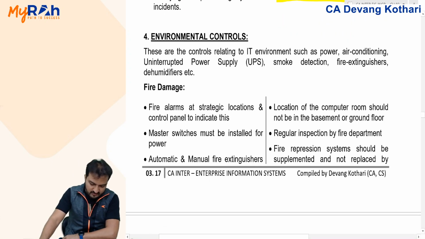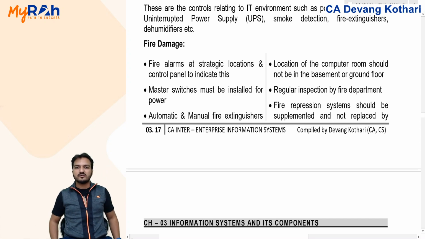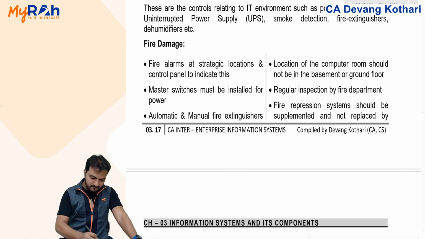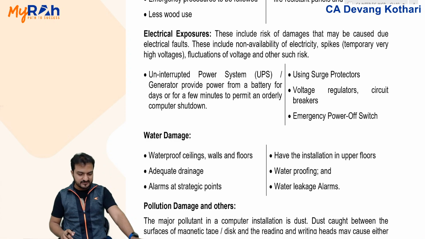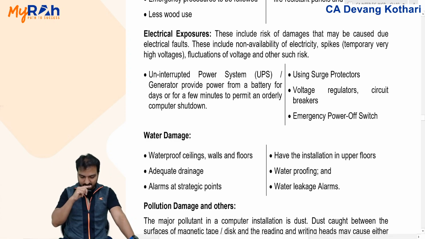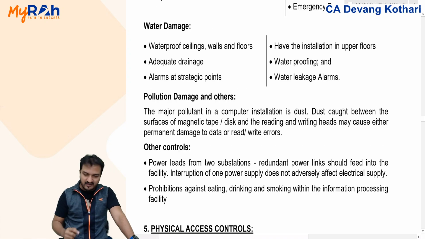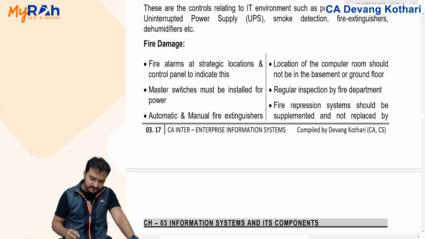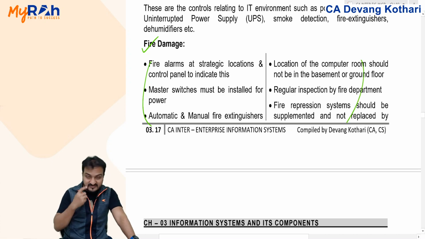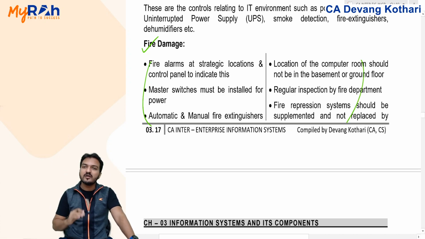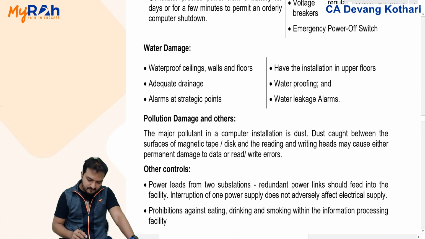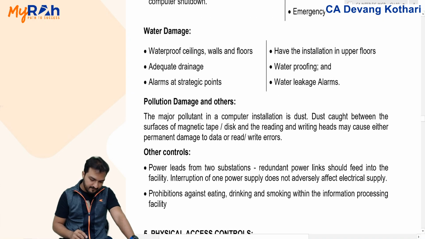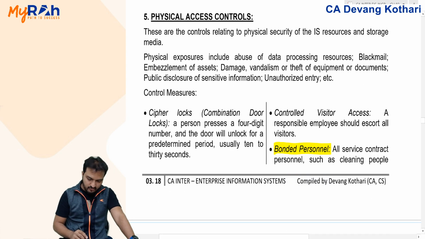Environmental controls are simpler ones. Environmental controls are controls against environmental damages like fire damages, electrical exposure, that is electrical and power fluctuations, water damages, pollution damages and all. Tell me, how do you prevent against fire damages? Various examples are given over here. You don't need to remember all. You can create your own answers. You can just go through them for a general idea here. These are your environmental controls that I'm not revising.